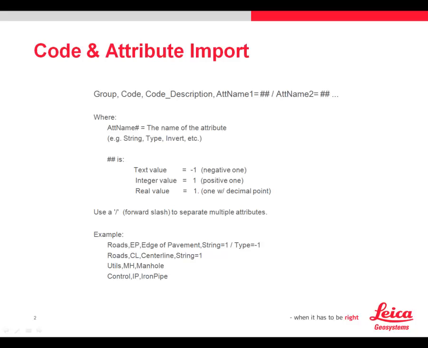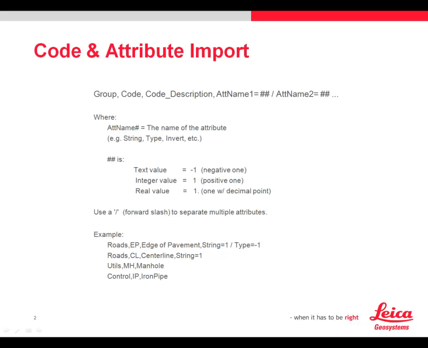-1 would indicate that it's a text value, so we might have asphalt or asphalt pavement. A 1 would be indicative of an integer value, and that might be in the case of a string or a line value. Line 1, line 2, string 1, string 2, just a straight counting number. A real value would be indicated with a 1 and a decimal point after the equal sign.